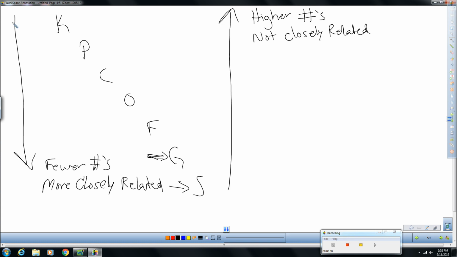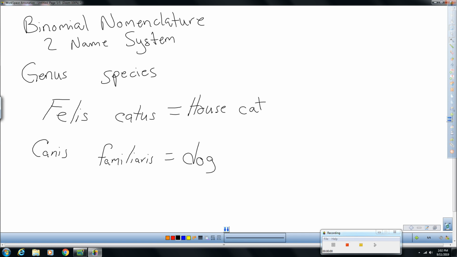So as we go down, the numbers get smaller and smaller because we're getting very precise or specific, and we are becoming very closely related. If we move up, the numbers of organisms become very high, but the actual relationship of these organisms becomes very, very wide. Inside of that system, we have the binomial nomenclature system, which is just a two-name system.